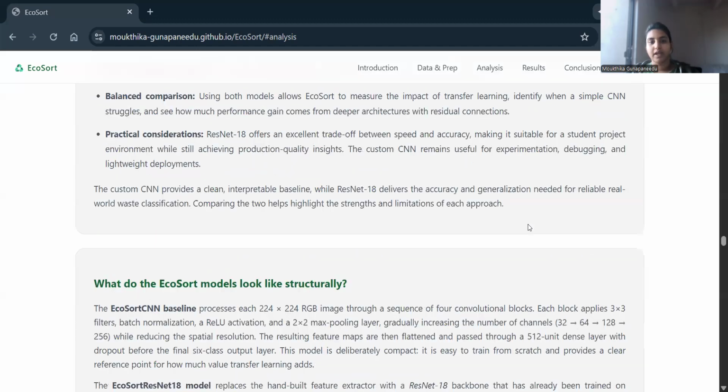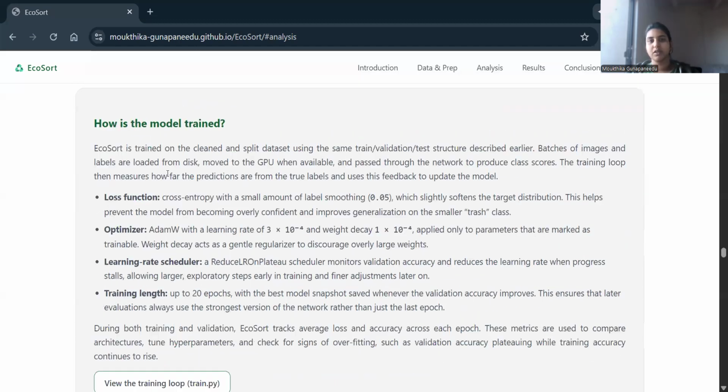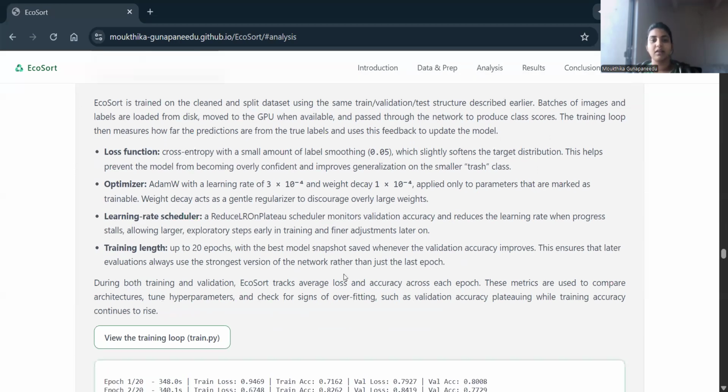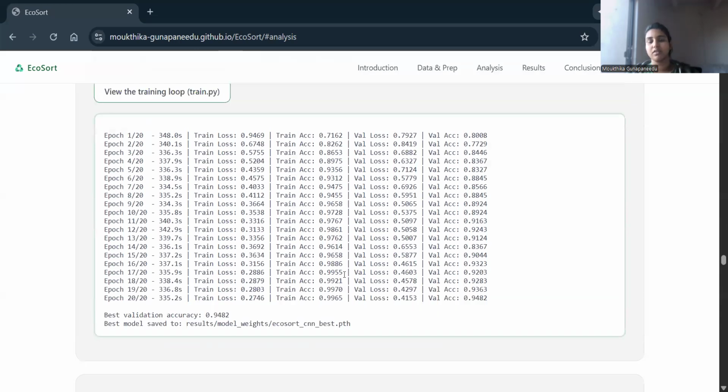And for the training part, these were the key choices made with regard to loss function, optimizer, scheduler, and training length. So I used the cross entropy loss function, and I trained it for up to 20 epochs. And throughout the training, I tracked the training loss and accuracy, and also the validation loss and accuracy. And the training log shows a very steady improvement.